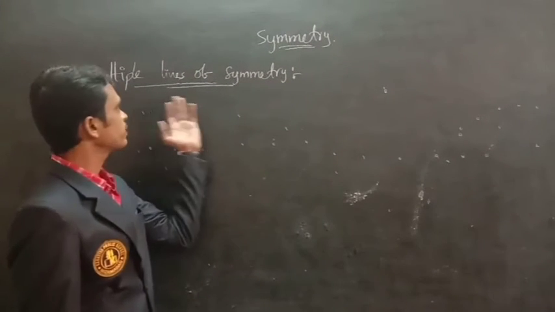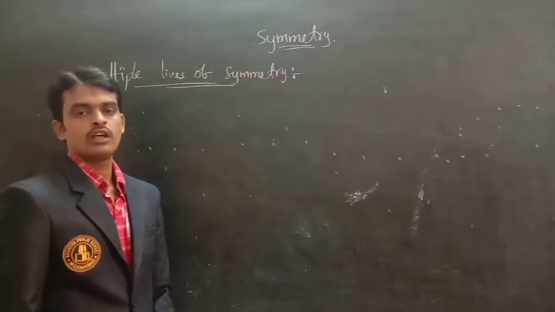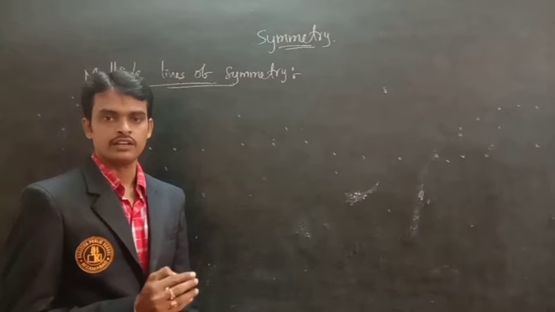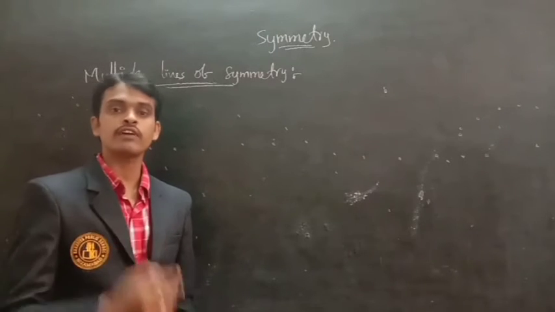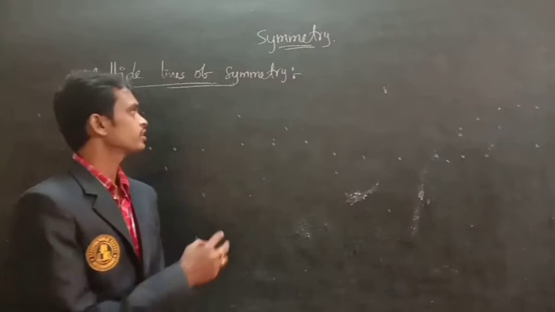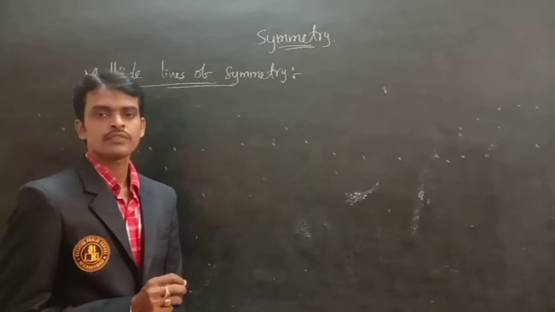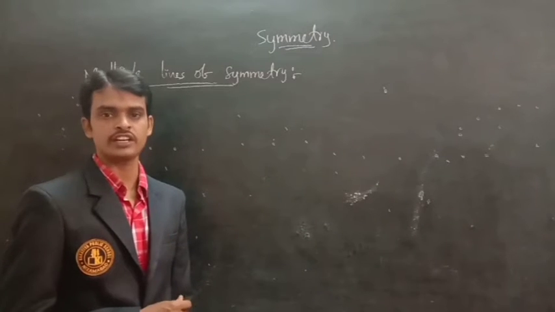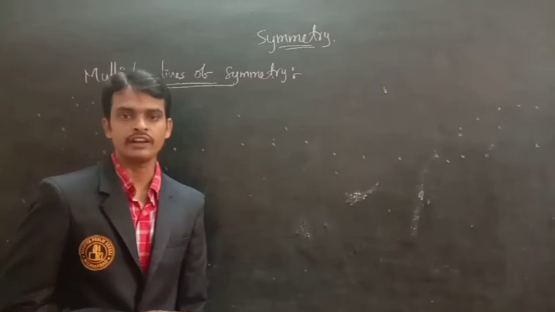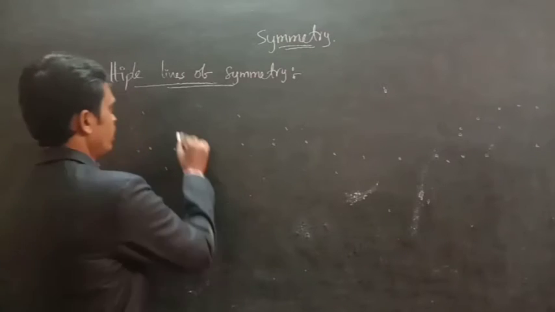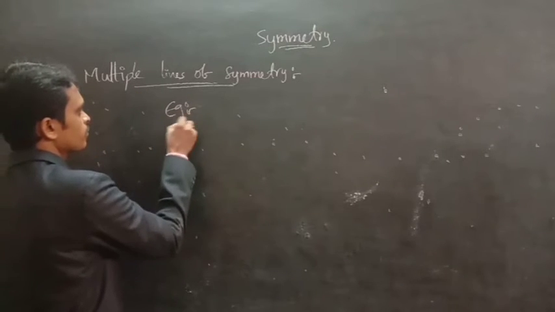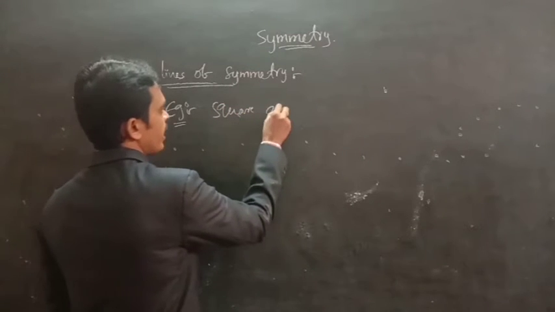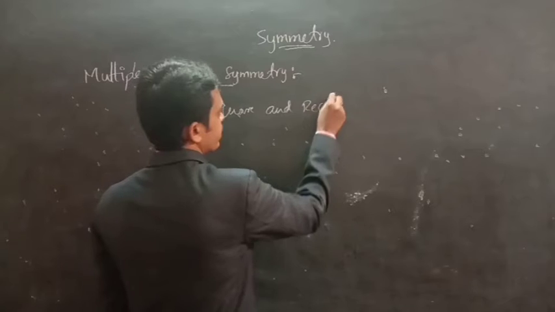Next, multiple lines of symmetry. Some objects have one line of symmetry, and some objects have more than one line of symmetry. So here is the definition of multiple lines of symmetry: those objects that have more than one line of symmetry are called multiple lines of symmetry. So here are the examples of multiple lines of symmetry: square and rectangle.